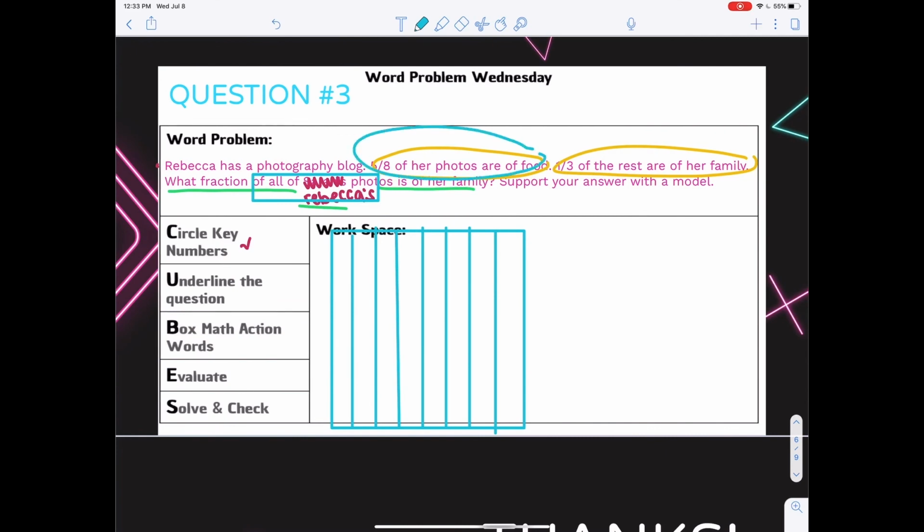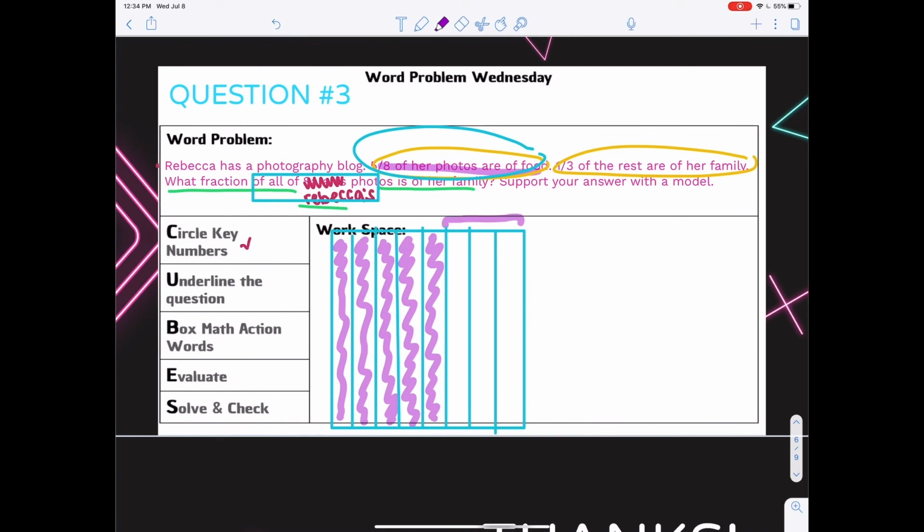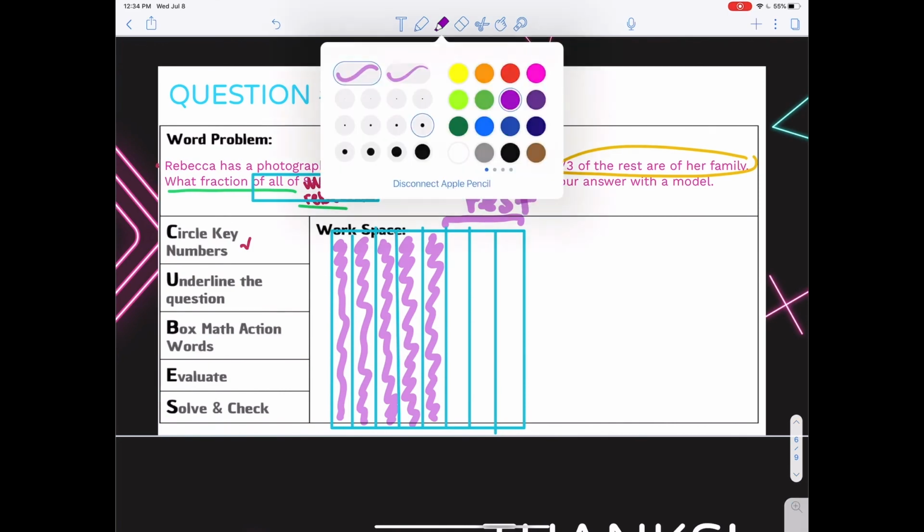So 5/8 of the photos are of food. Sorry, I'm reading this, I keep jumbling my words. So we're going to do this in purple. 5/8 of the photos are of food. So this is one of them. Here's 1, 2, 3, 4, 5. So 5/8 of the photos are of food. So this is the rest. And then 1/3 of the rest are of her family.